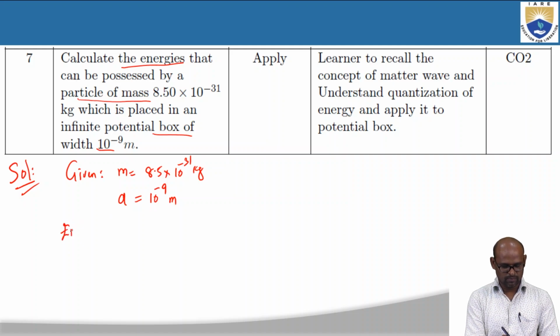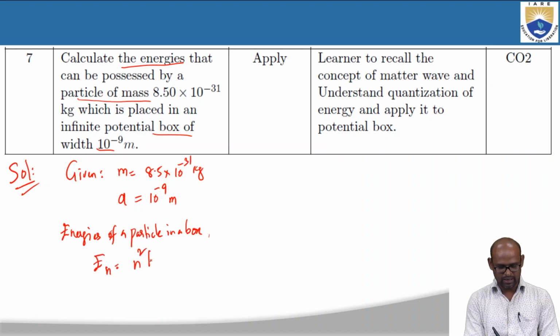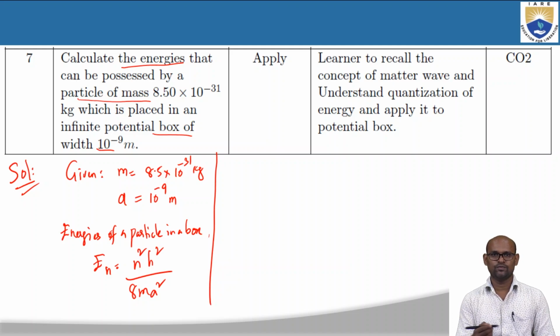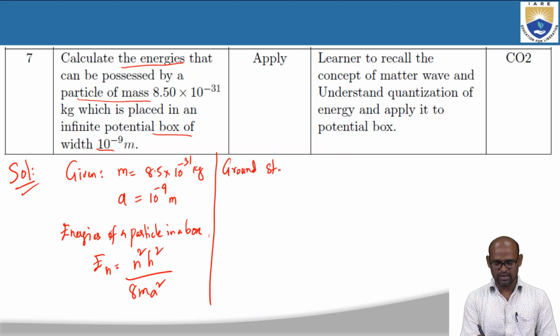Okay, let us start with the energies of a particle in a box. En is equal to n square h square by 8 m a square. They have not mentioned what energies we need to calculate, so we are going to calculate a few energies. First start with the ground state. Ground state is the lowest energy state, so that is n is equal to 1.